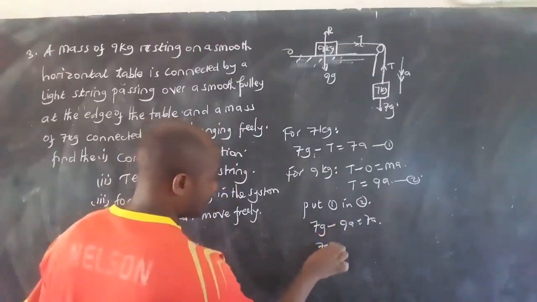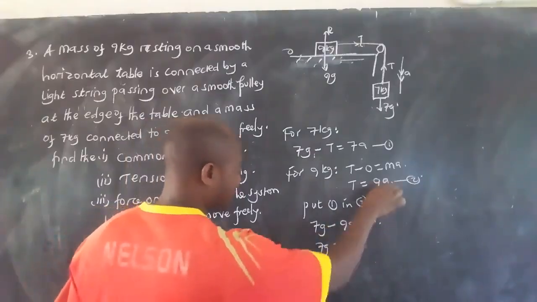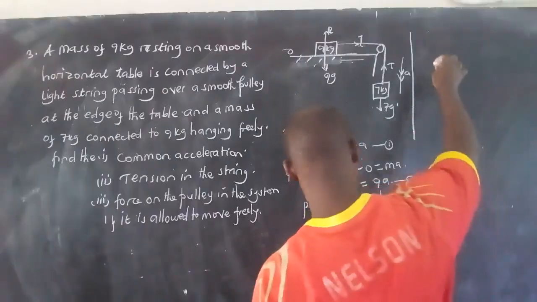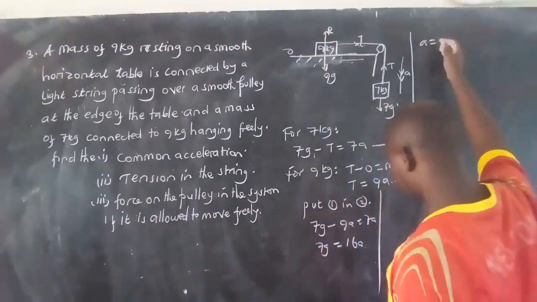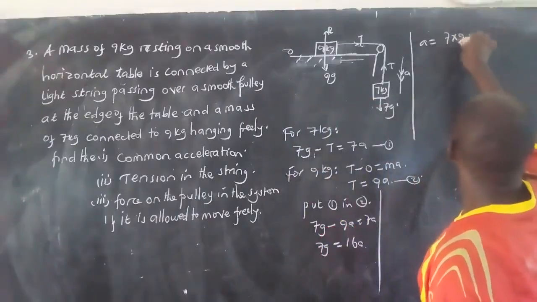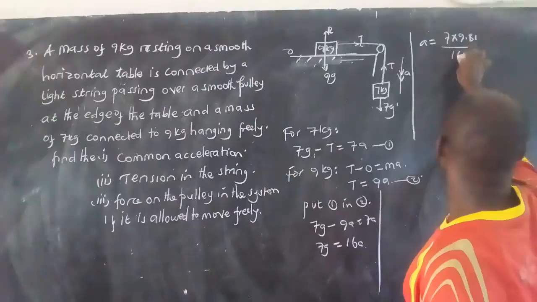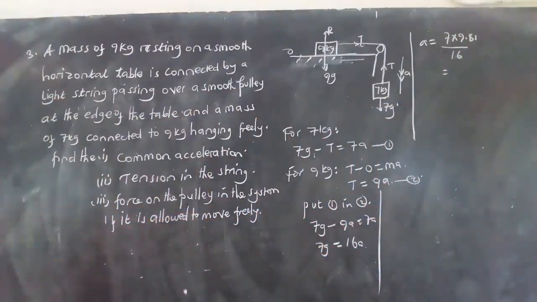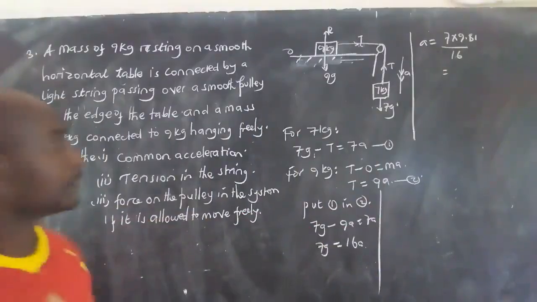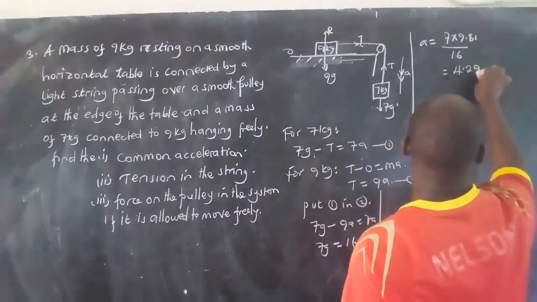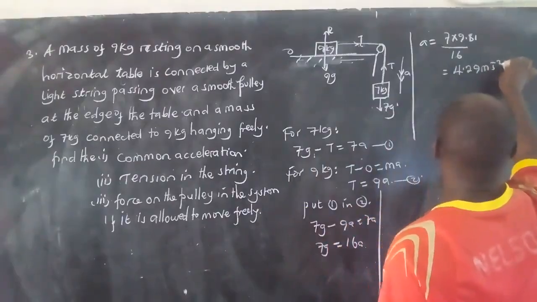So 7G will become 16A, meaning that our A will become 7 times 9.81 divided by 16, which gives us what now? So this one will give us acceleration as 4.29 meters per second squared.